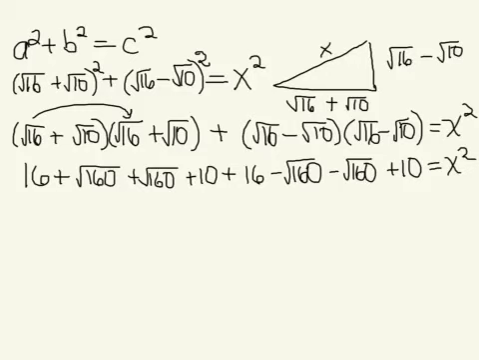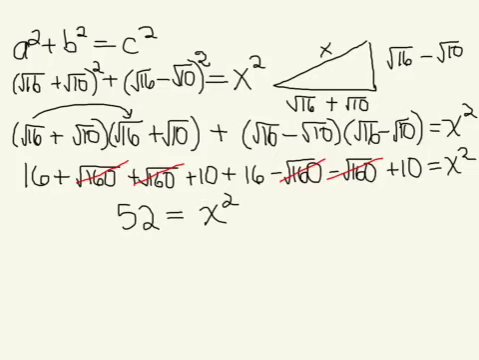The nice thing about this problem is that a lot of the terms are going to cancel out. So since we have plus root 160 plus root 160 here, and then minus here, we don't even have to worry about those radicals. So then that just leaves us with whole numbers on the left, 16 plus 16 plus 10 plus 10. What would that be? 52. Yes. And then on the right we have just x squared. So that cleans up really nice.